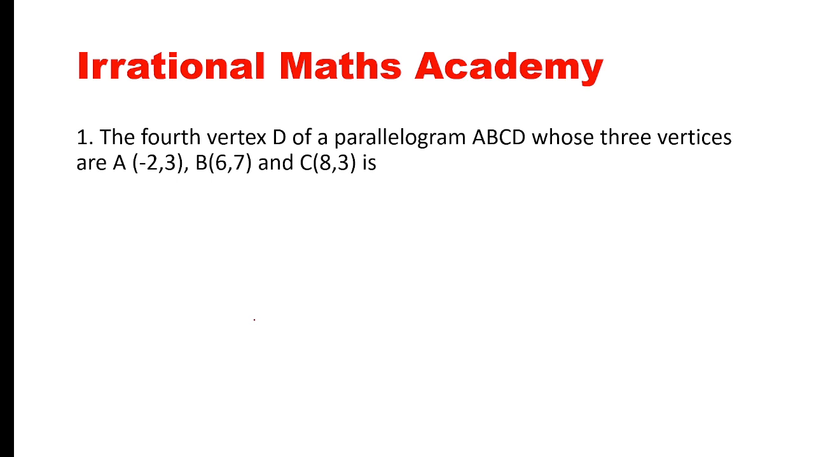In this video, we'll be solving coordinate geometry questions. Let's start. The fourth vertex D of a parallelogram ABCD, whose three vertices are A (-2, 3), B (6, 7), and C (8, 3). We have to find out the fourth vertex. So let me draw this parallelogram first.